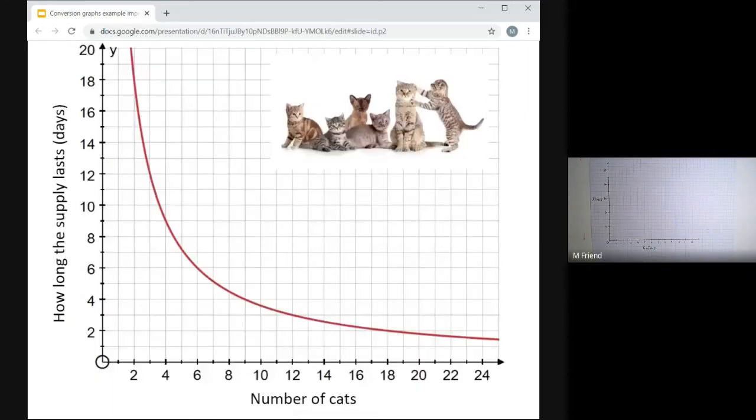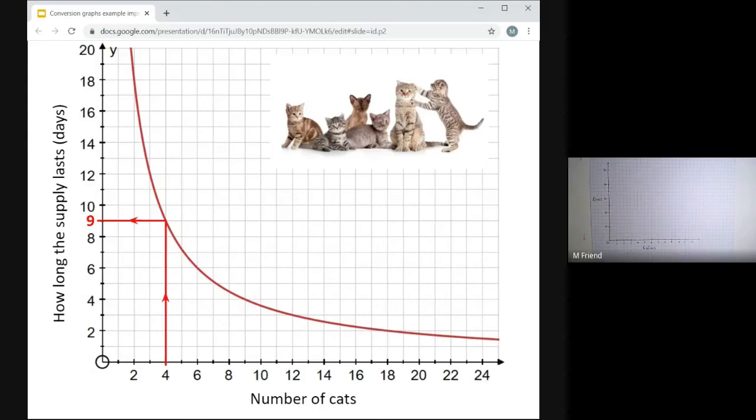And in fact, this graph answers that question. For that big old box of food, I've got the number of cats that you own along the bottom on the x-axis and how long the supply will last in days up on the y-axis. So let's look up some numbers just out of curiosity, see what happens. So what if you had 4 cats? So the graph is telling us if you've got 4 cats, the food will last for 9 days.